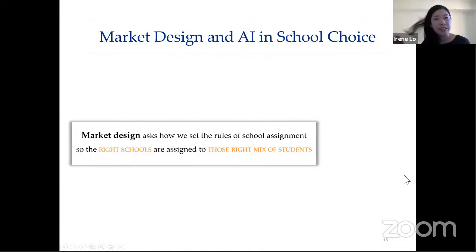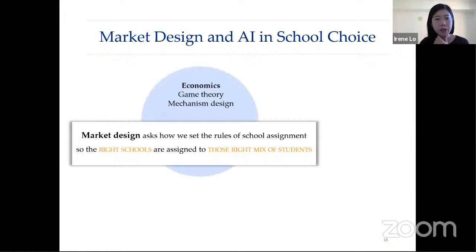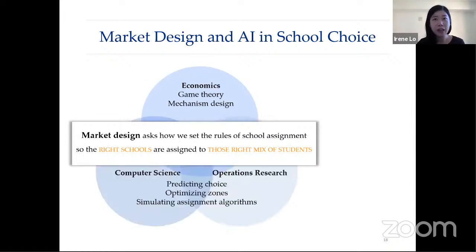Okay, so just tying this back to how I described market design to you. Market design in this case asks how we set the rules of school assignment so the right schools are assigned to the right mix of students. So students are going to the schools they want to go to overall, but also you're supporting diversity and integration at the schools. And so the tools we used from economics were game theory and mechanism design, but also you can see from an AI perspective, we had to predict choice, we had to optimize zones, and then from a computational perspective, we also had to simulate all of these different algorithms and policies.